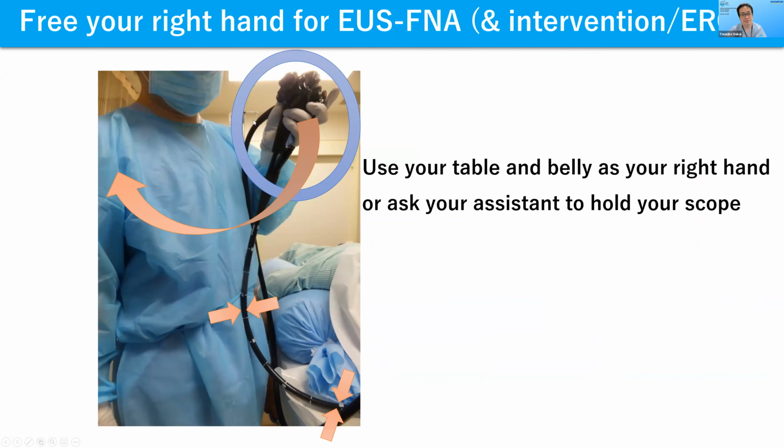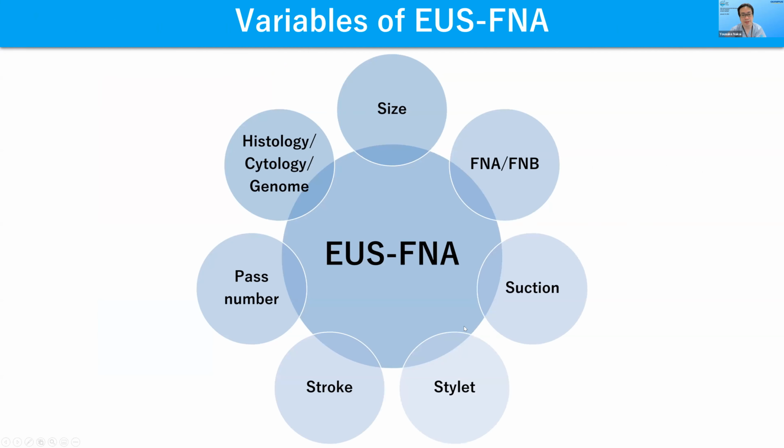Put the left hand in front of your chest and put the scope against the table or your belly to stabilize the scope, and then use your left hand to visualize the pancreas or the lesions. And if it's difficult, you can ask your assistant to hold your scope. You have to free your right hand to perform EUS-FNA. This is most important.